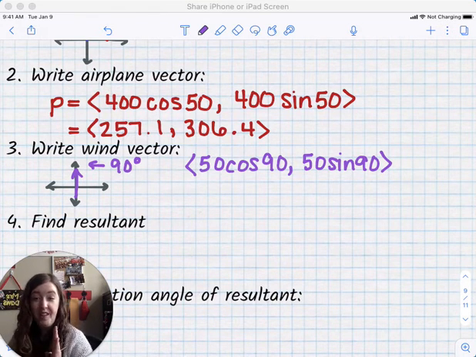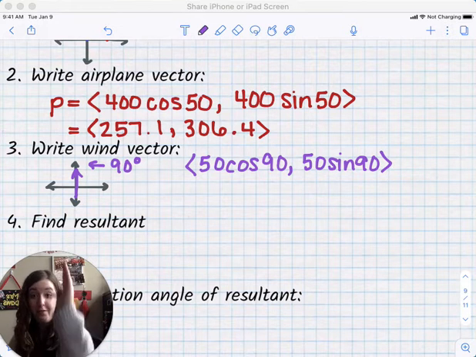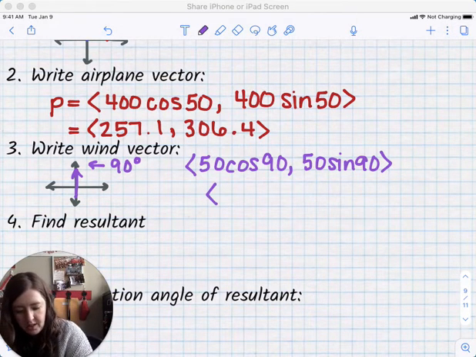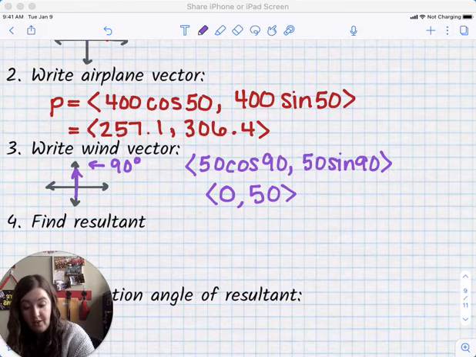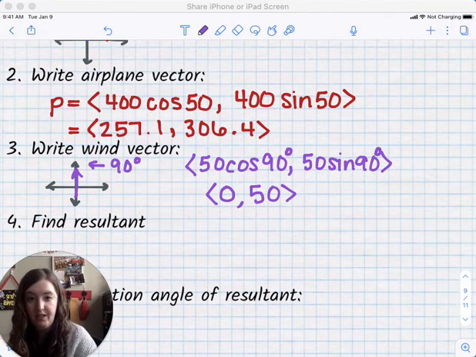Or I'm only going up, right? All of my magnitude is in one direction, vertical. So I have nothing horizontal, all vertical. Now, if you were to go ahead and solve these, remember, cosine at 90 degrees is 0, so that's how we get the 0 there. Sine at 90 degrees is 1, so that's how we get the 50 there.